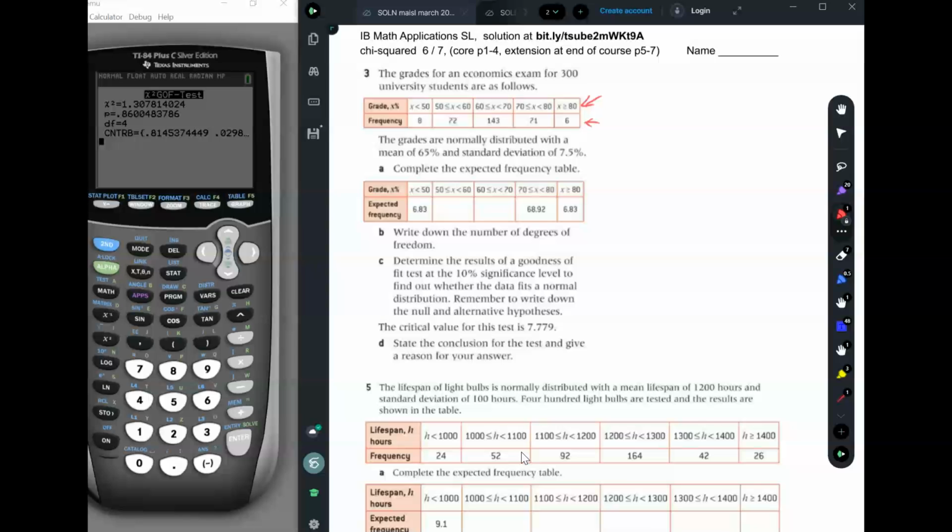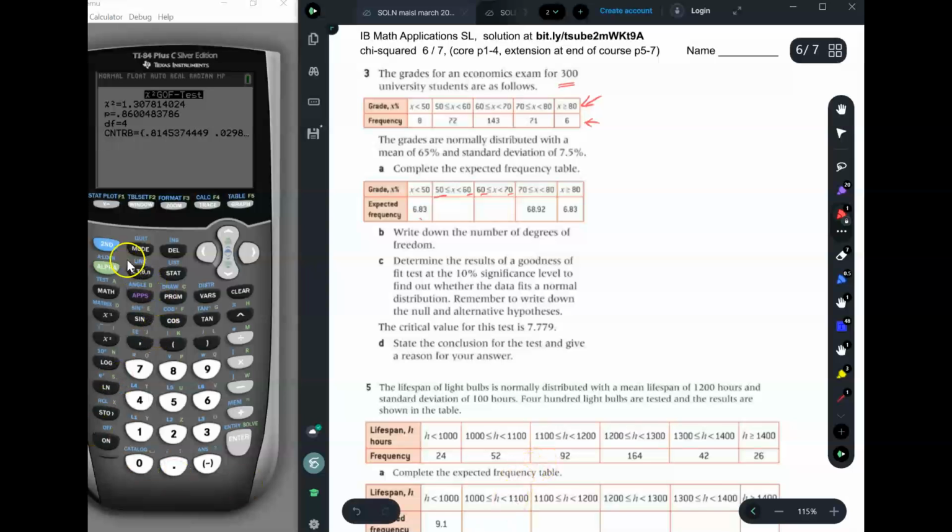We're just going to do what we did before. We're going to use these left and right intervals, the lower and the uppers here, to calculate the normal distribution percentage, and then we're going to multiply that times the 300 people that took the exam, and then we're going to get an expected frequency. Let's do the first one, and then you'll see how we do that.